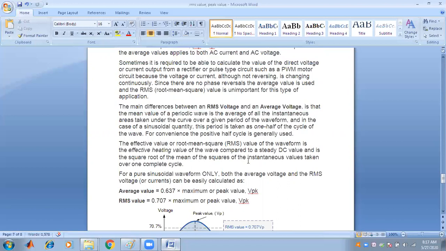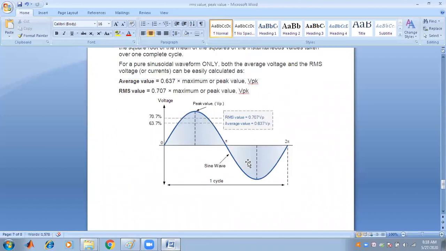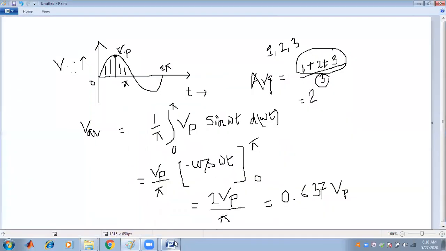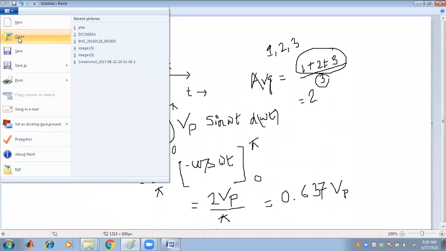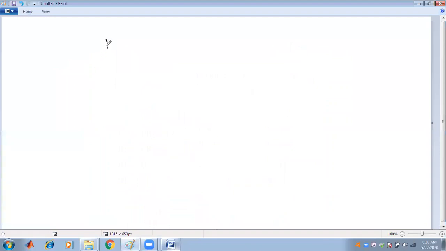So, now come to the concept of RMS value. So, what is the RMS value? In order to calculate the RMS value, first we will learn what RMS means. RMS means root mean square. It will start from the right-hand side. First we have to do the square, followed by the mean, and then followed by the root.